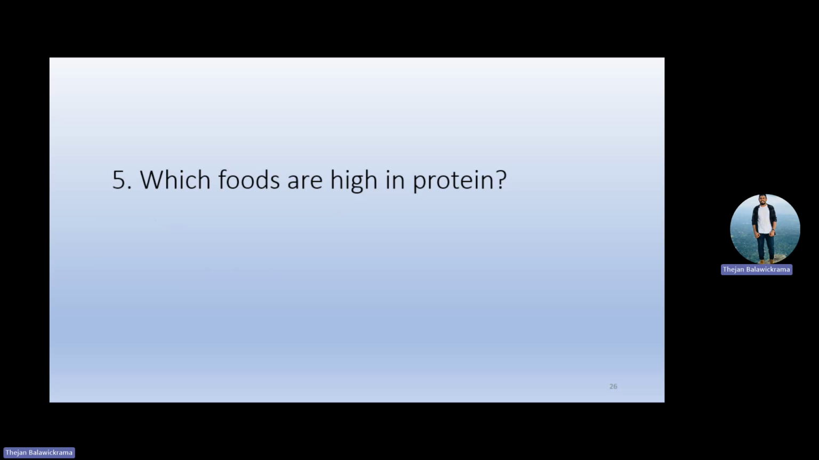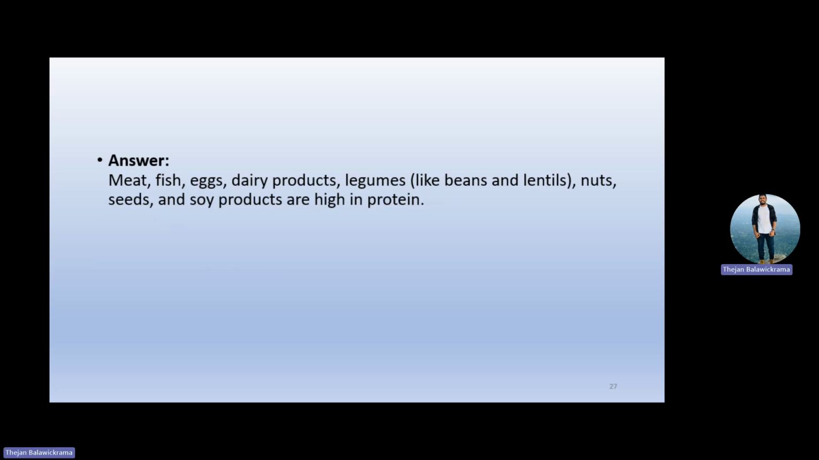Right. High protein foods: meat, fish, eggs, and nuts and seeds are also high protein, as well as soy products. So they are high protein foods.